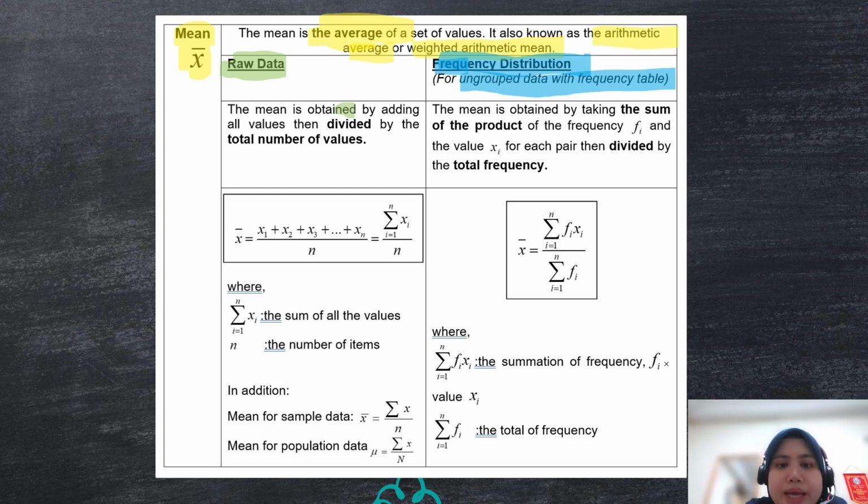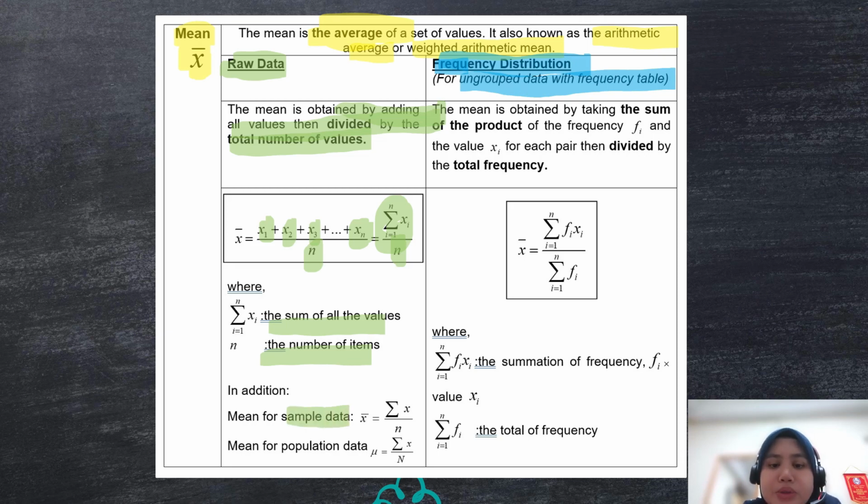For raw data, the mean is obtained by adding all the values, then dividing by the total number of values. For example, if you have x1, x2, x3 until the last term xn, you divide by n. To simplify our formula, it is just the summation of xi from i equals 1 until n, divided by the number of terms. The mean for sample data is x bar equal to summation x divided by n. The mean for population is summation x divided by capital N.